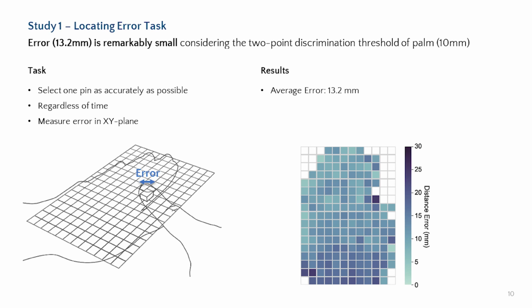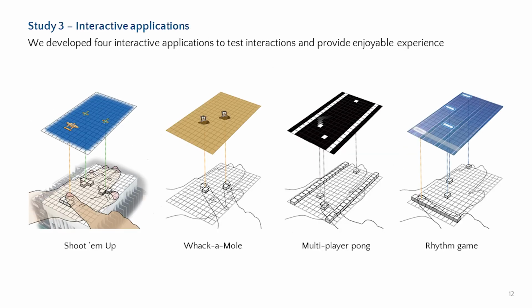This is remarkably small considering that the 2-point discrimination threshold of the palm is 10 mm. Another interesting finding was that the top area, where the fingers were located, had significantly less error than the bottom area of the palm. In the third user study, we implemented and tested 4 interactive applications.